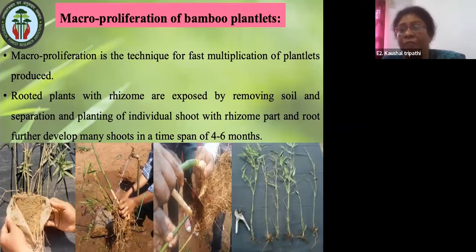Macropropagation is a technique for fast multiplication of plantlets. Rooted plants with rhizomes are exposed by removing soil, and individual shoots with rhizome part and root are separated and planted, with further development of many shoots in a time span of 4 to 6 months. In a year, we can do this macroproliferation 2 times, and in this way we can increase the number of bamboo plants. Next slide, please.